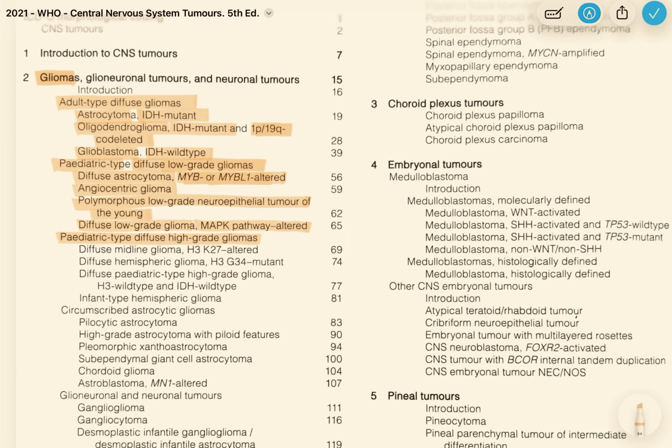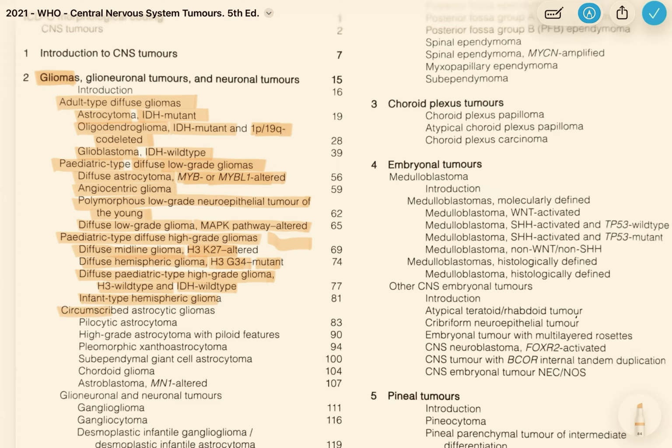In pediatric type diffuse high grade gliomas, we have diffuse midline glioma, H3 K27 altered, diffuse hemispheric glioma, H3 G34 mutant. This H is for histone. And then diffuse pediatric type high grade glioma, H3 wild type and IDH wild type, and infant type hemispheric glioma.